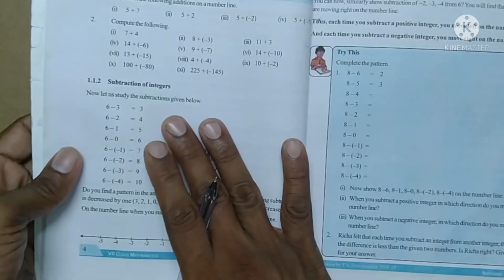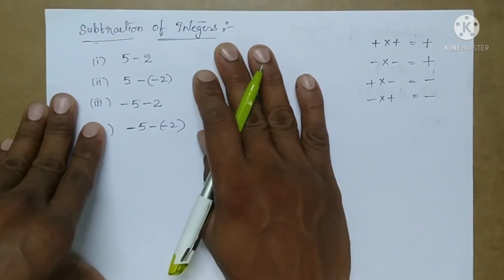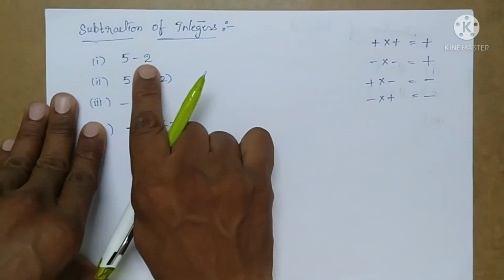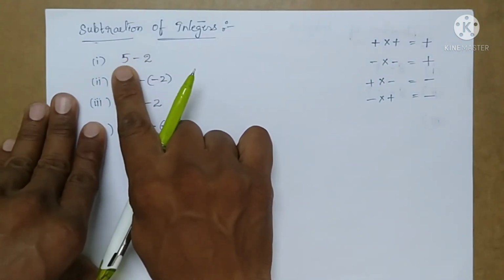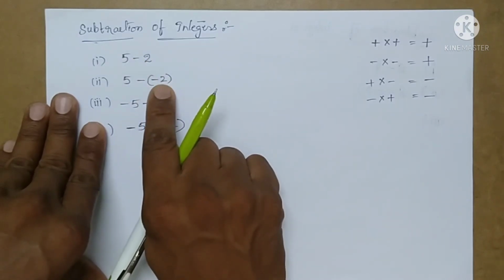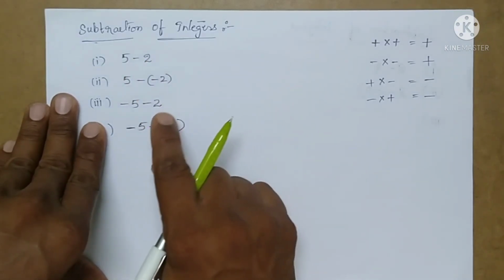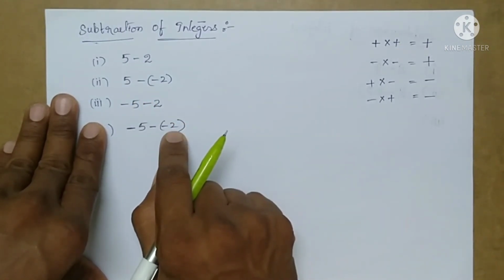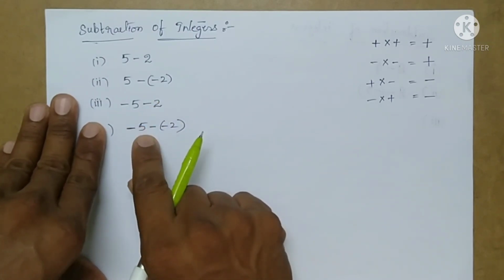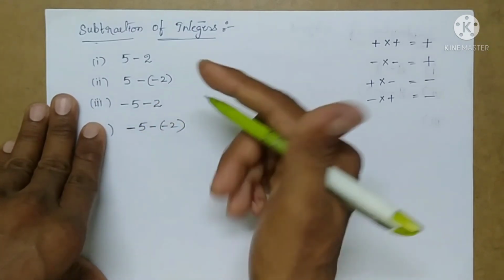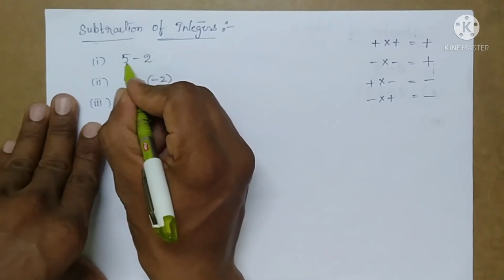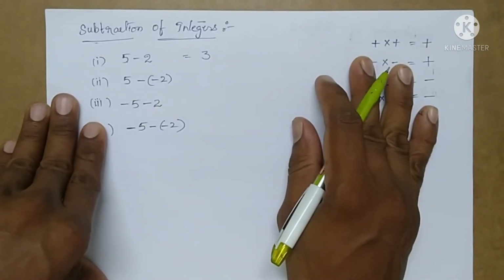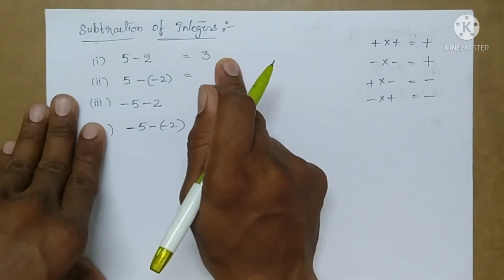Subtraction of integers. Let us see some examples. Here, subtract 2 from 5. Subtract minus 2 from 5. Subtract 2 from minus 5, and subtract minus 2 from minus 5. Okay, so we already know this result: 5 minus 2 is equal to 3, right? Okay, the first one is clear.